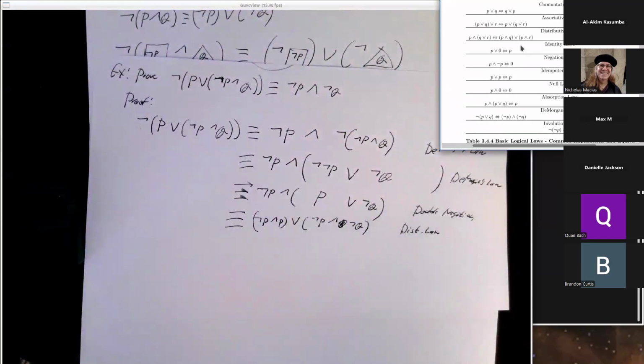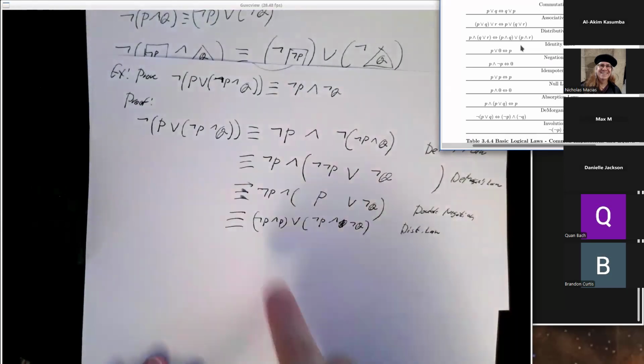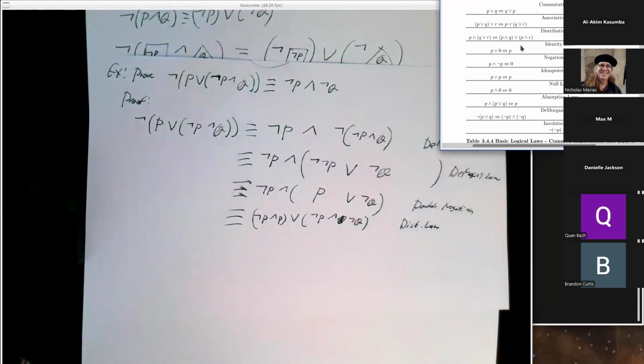Aren't you glad we have computers to do this for us? What if we don't? We got to do it ourselves. What can I do to this proposition down here? How can I simplify it?